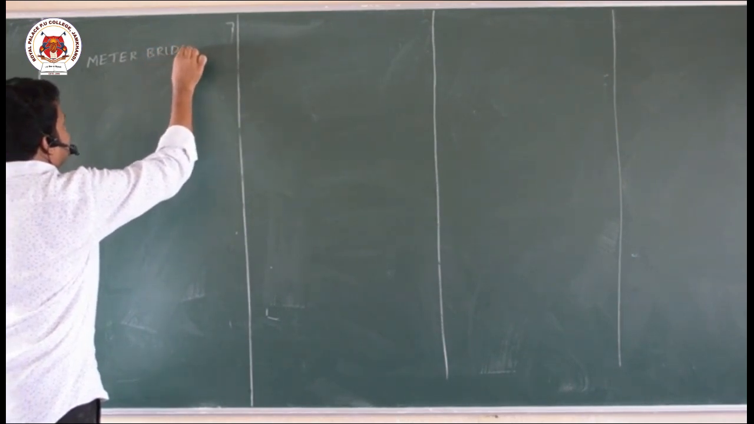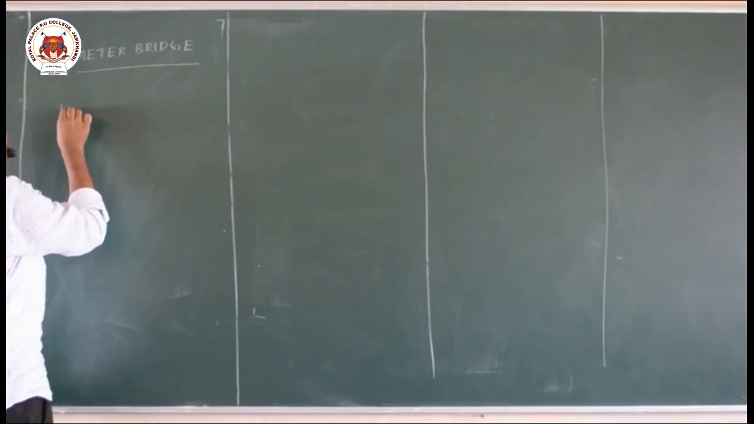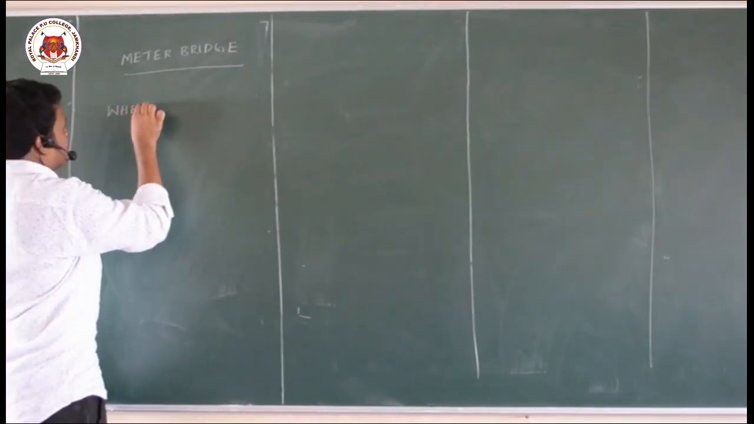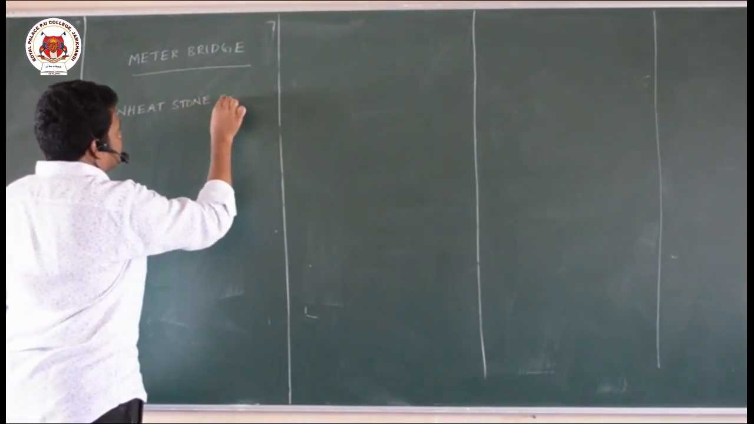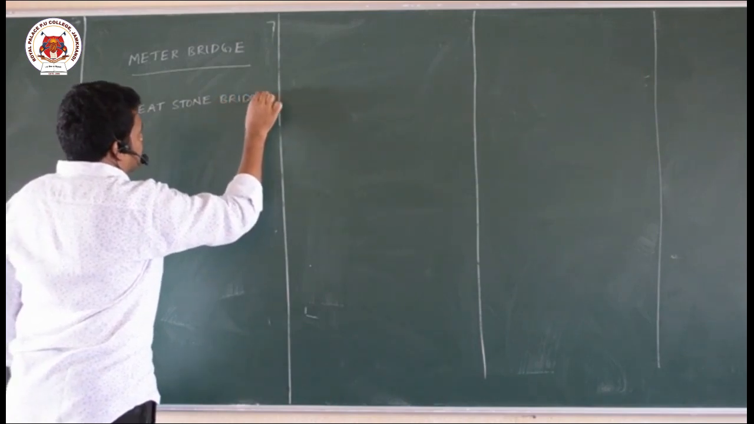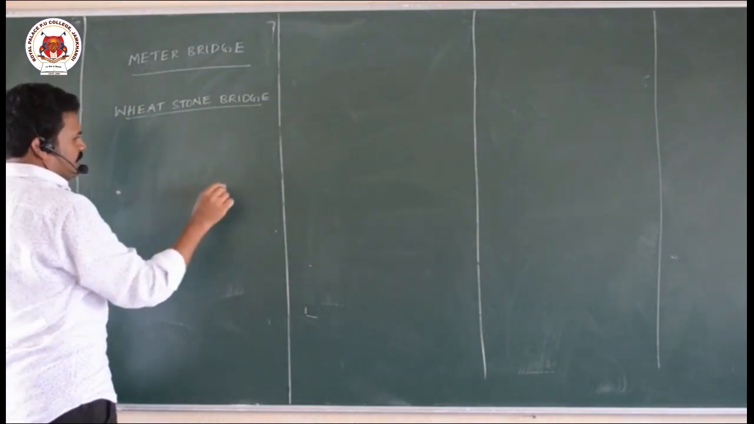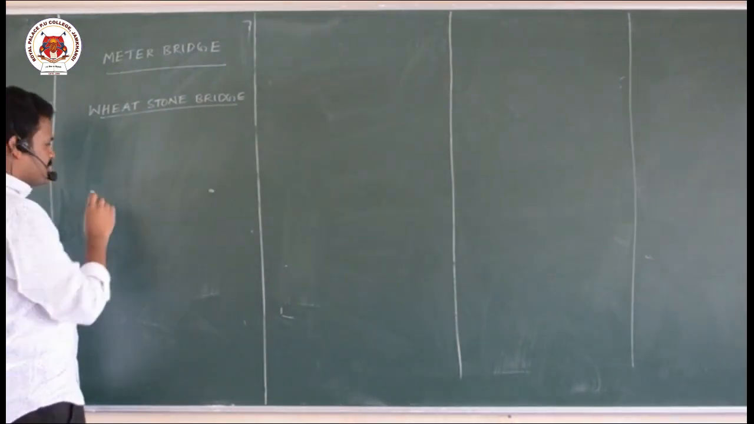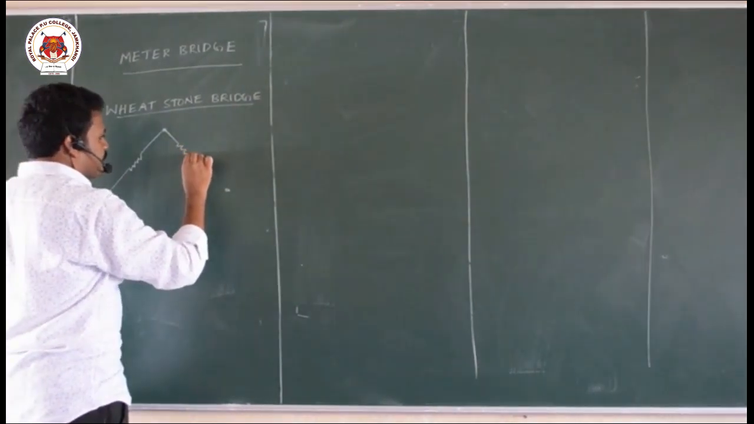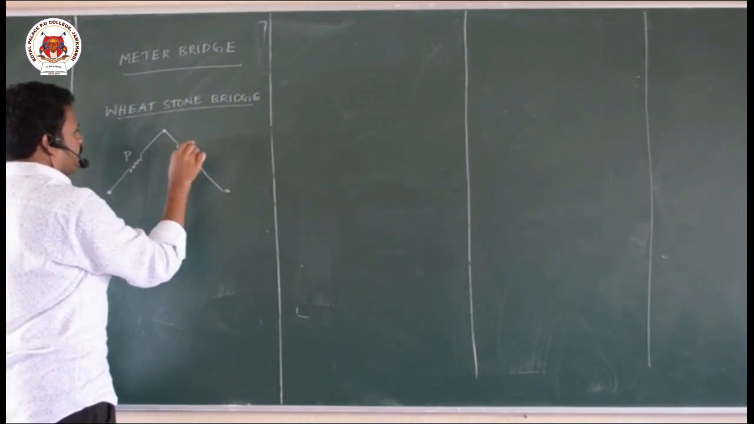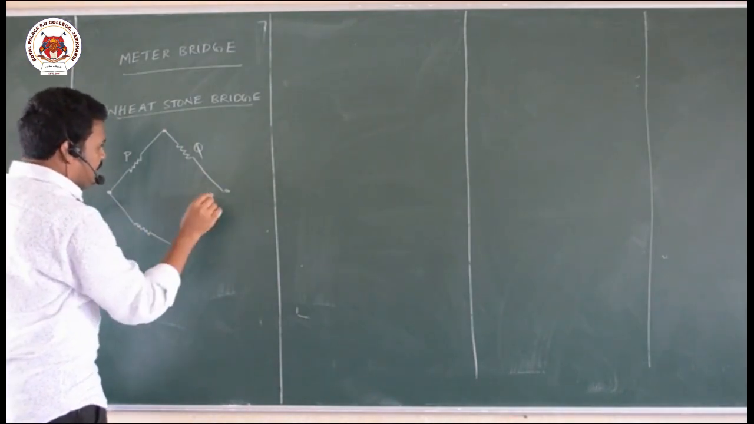This is very simple, which is based on another bridge called Wheatstone bridge. You already studied what is Wheatstone bridge. It is based on Wheatstone bridge. If you compare this meter bridge with Wheatstone bridge, it will be very simple. So what does Wheatstone bridge consist of? It consists of, sorry, 4 resistors: P, Q, R and S.